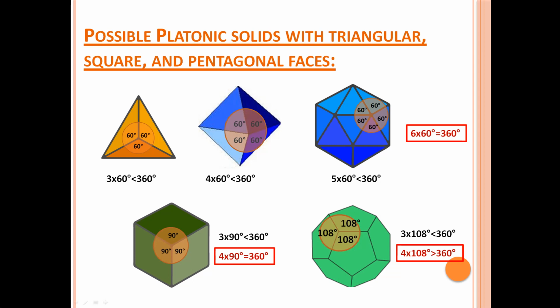For the square faces, each vertex of a square has an angle of 90 degrees, so there is only one possible arrangement with 3 faces at one vertex, the cube. For the pentagonal faces, each vertex has an angle of 108 degrees. Again, only one arrangement, of 3 faces at one vertex is possible, the dodecahedron.